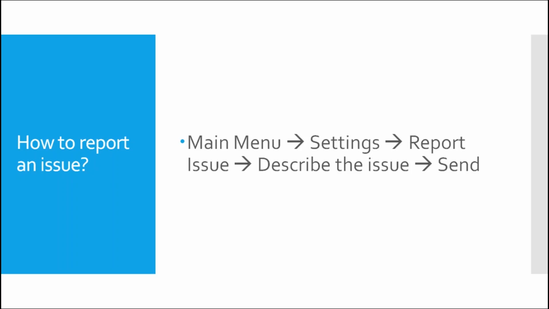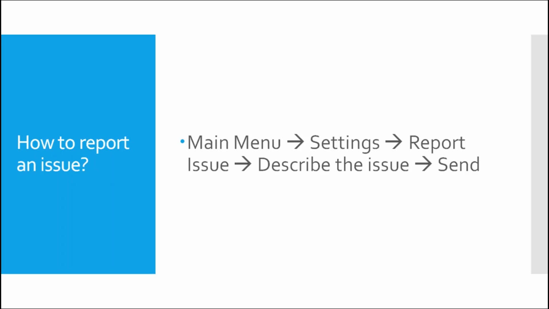You tap on Report Issue, and you will get a box asking you to describe the issue. When you're done describing the issue, you tap on Send. You will be redirected to an email containing the logs addressed to our development team, and you tap Send at the top right corner of the screen. That's it. Our development team will receive the description of the issue with all of the information they need to work on it.